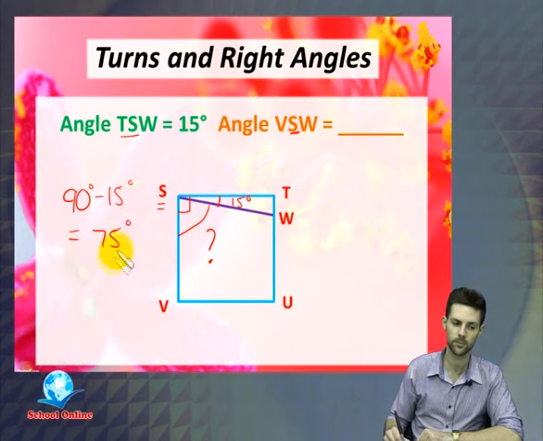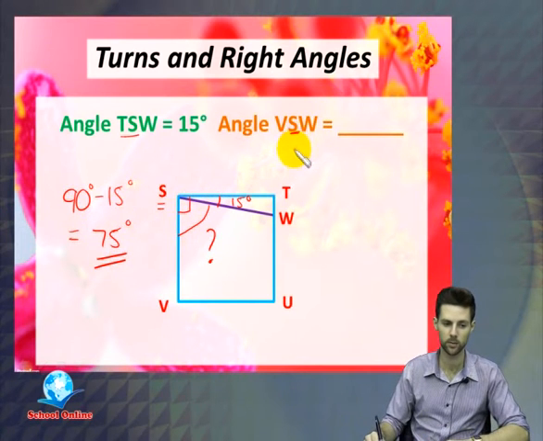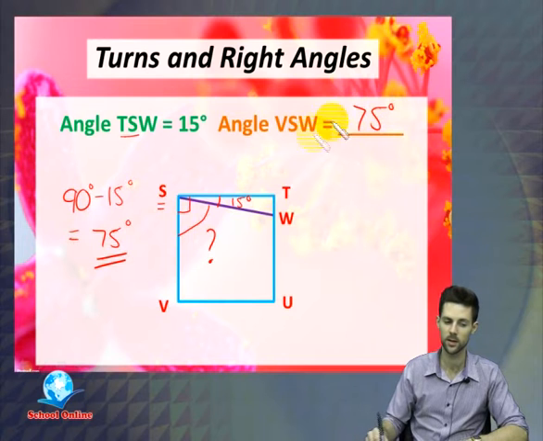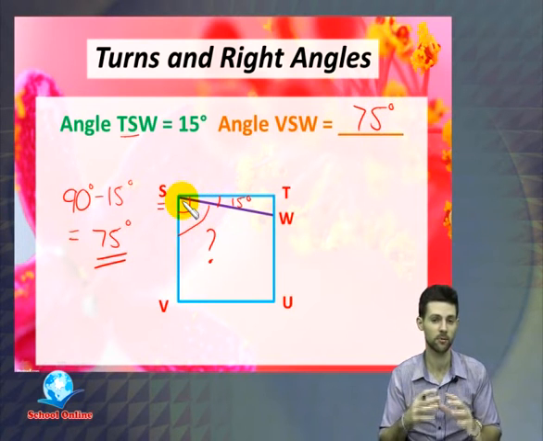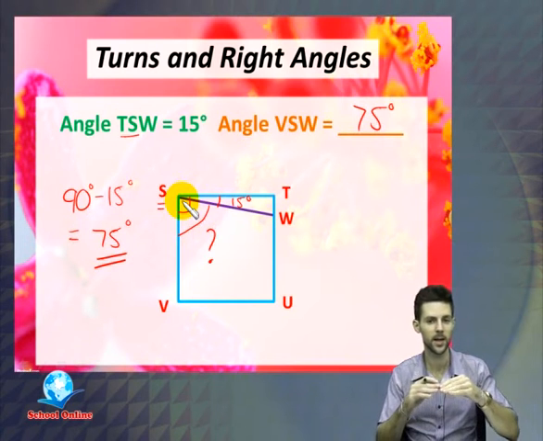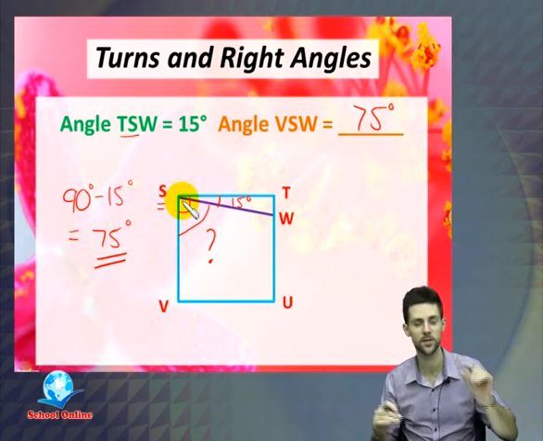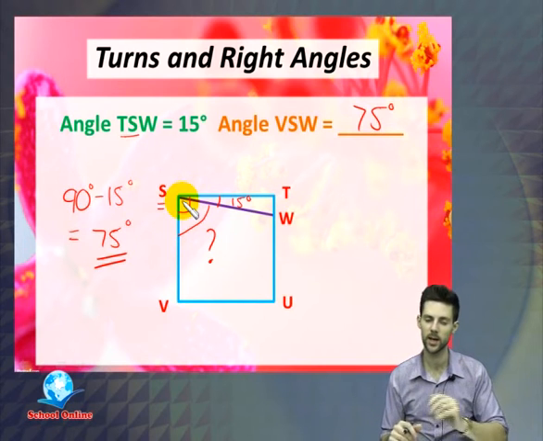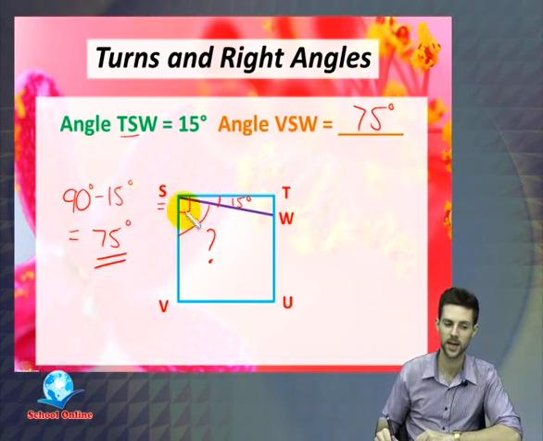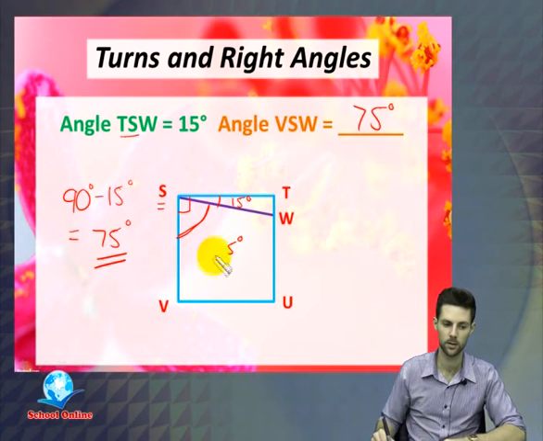75 degrees. So we can say that angle VSW equals 75 degrees, because we know in a square we have 4 right angles. If we minus 15 degrees from a right angle, we minus 15 degrees from 90 degrees, and that gives us the remaining angle here, VSW, and that is 75 degrees.